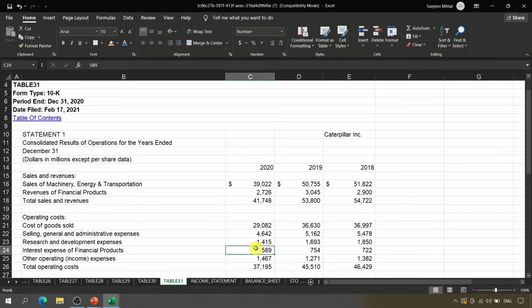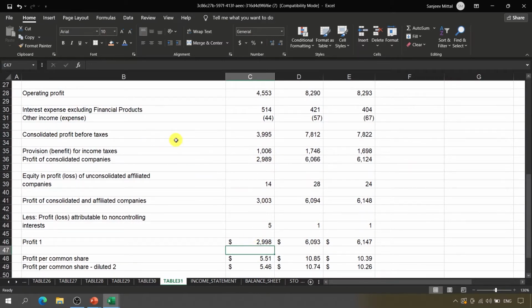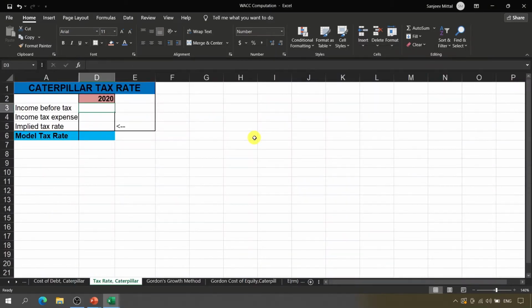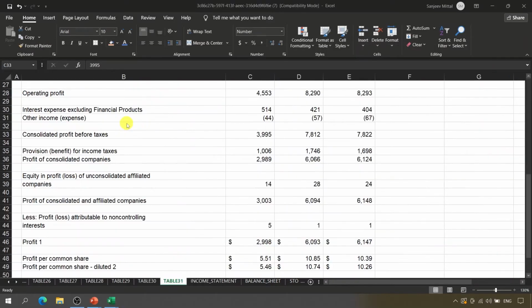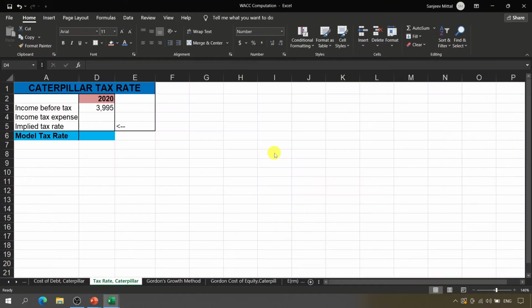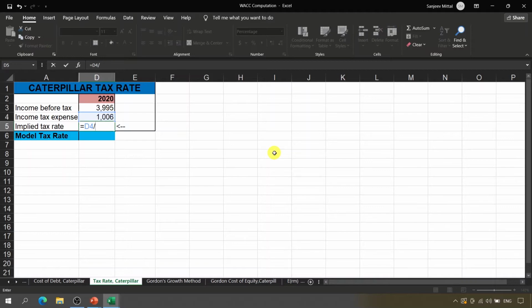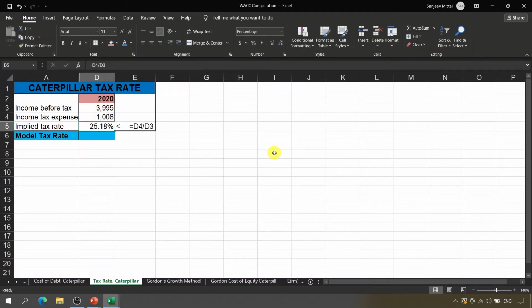Inside that, we will try to find the profit before tax. As you can see, this is the consolidated profit before tax for the year 2020, which is 3,995, and I shall take this number, 3,995. And after that, we need to see the tax expenses, and the tax expenses for the year 2020 is simply 1,006, as you can see. So I shall simply write 1,006 here. After that, we can simply calculate our implied tax rate from this number, which is 25.18% for the year 2020.